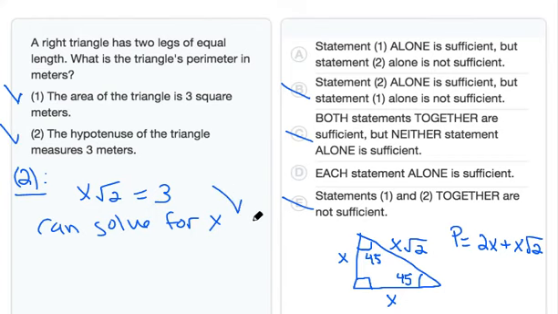If we look at our answer choices, we can eliminate answer choice A, and our final answer is answer choice D. Each statement alone is sufficient.